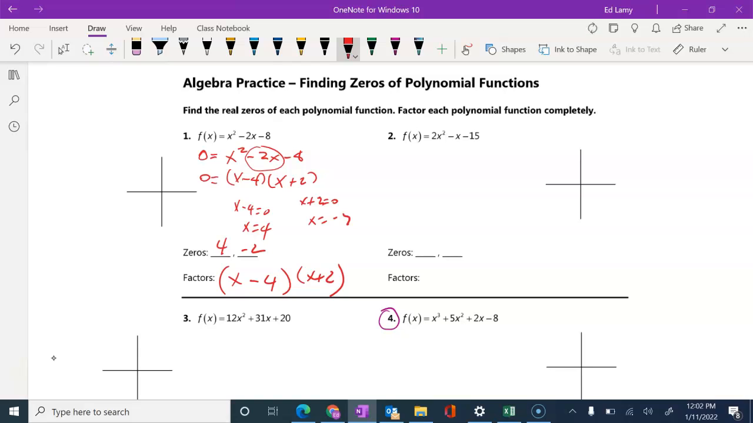To graph it, this one is up. It has zeros 4, 1, 2, 3, 4, and -2. So pass it right through there. It makes a parallel. I wanted to see that.